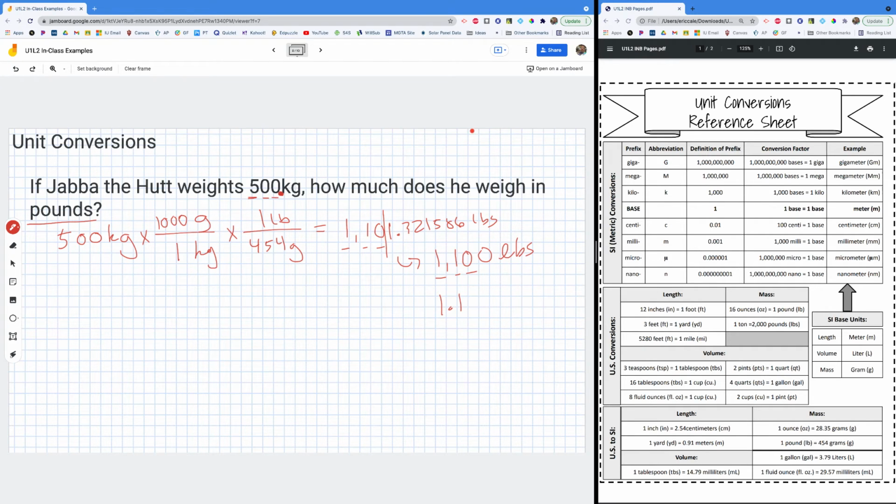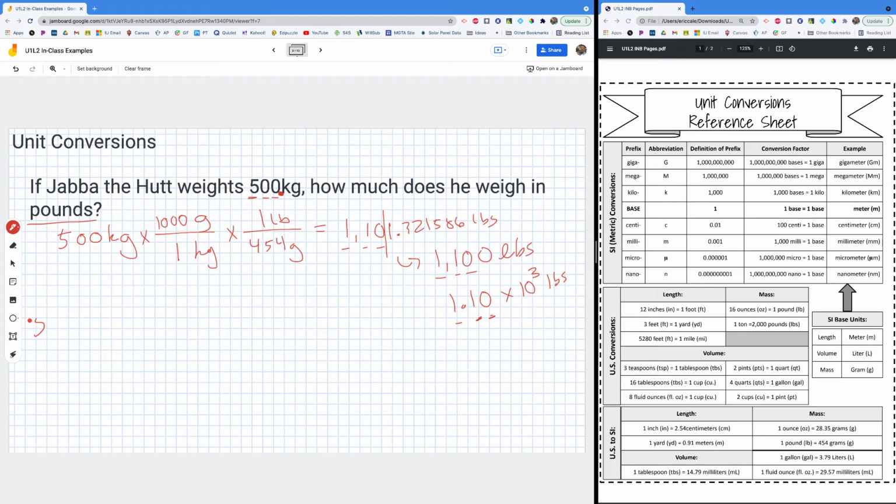We're going to write it as 1.10, so that I can show there's 1, 2, 3 sig figs, times 10 to the 3 pounds. And that tells me that I've got 3 sig figs. I need that, and that's my answer. So basically 1,100 pounds, but I'm able to guess that it's somewhere between 1090 and 1110.